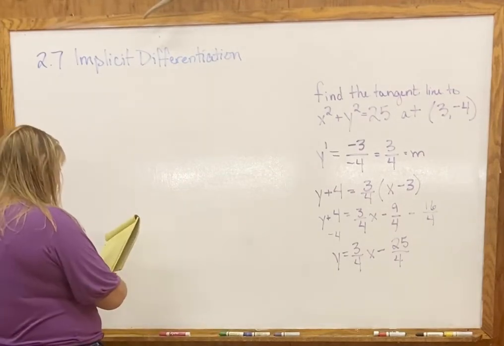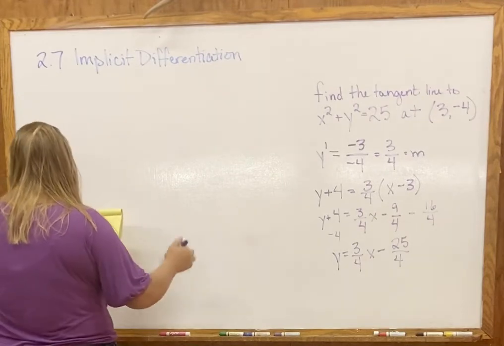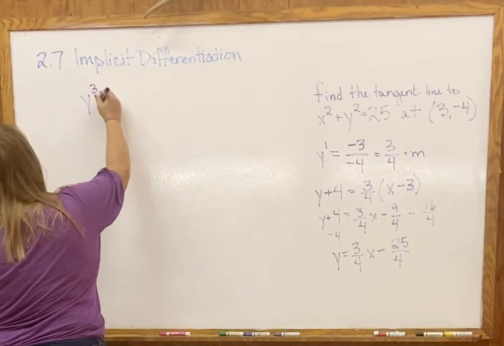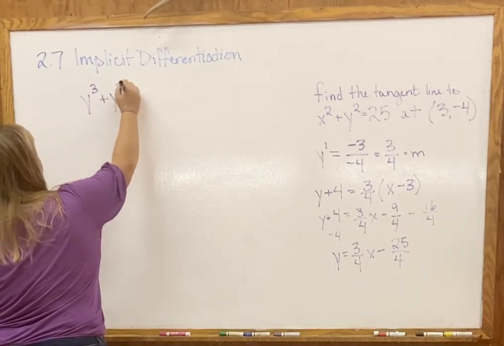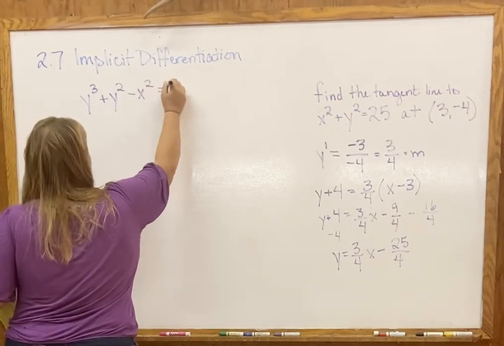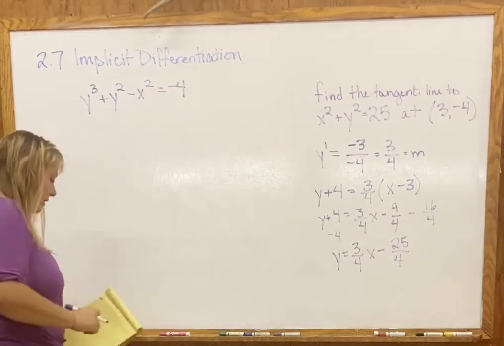So let's say, oh, they don't start too bad here. So let's say we have y cubed plus y squared minus x squared equals negative 4.